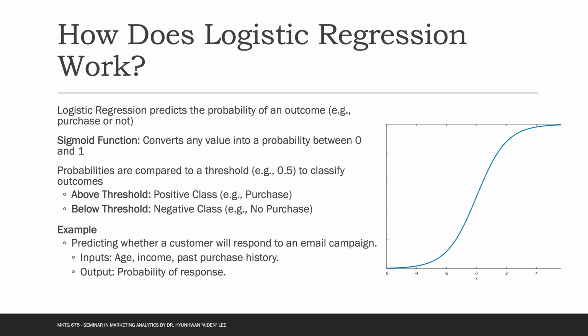You can think of a marketing example. Given a customer's age, income, and past purchase history, the model outputs the probability that this customer responds to an email campaign, and we use the threshold to turn that probability into a yes or no decision.